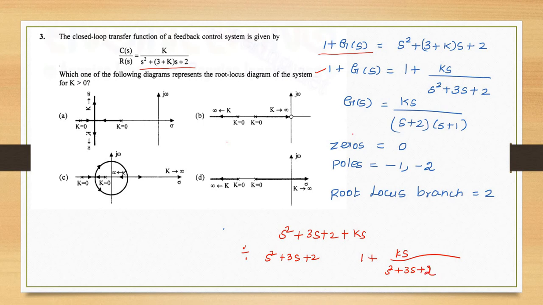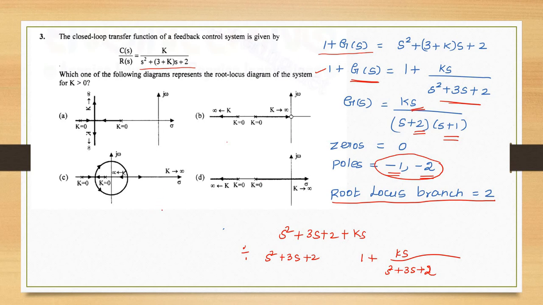Okay, this is the second line. And third, G(s). What is G(s) now? G(s) = Ks / ((s + 2)(s + 1)). How many zeros? There is only one zero. And how many poles? There are two poles, one is minus 1 and another one is minus 2. How many root locus branches? There are two branches corresponding to the two poles. One branch terminates at 0 and the other branch terminates at infinity.